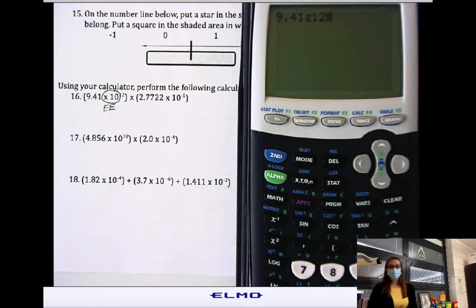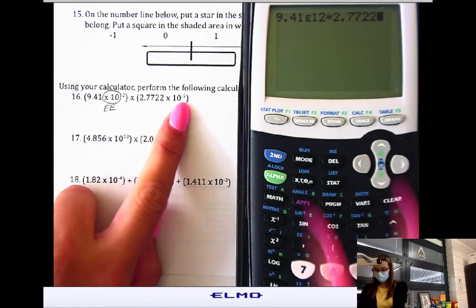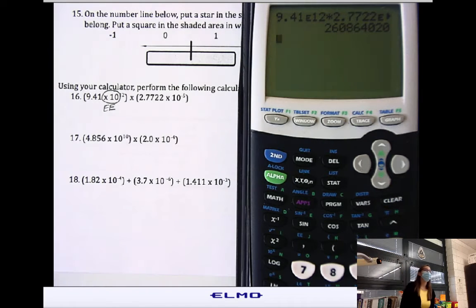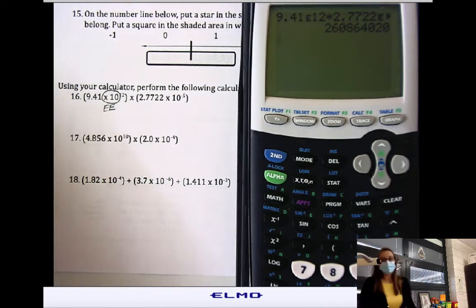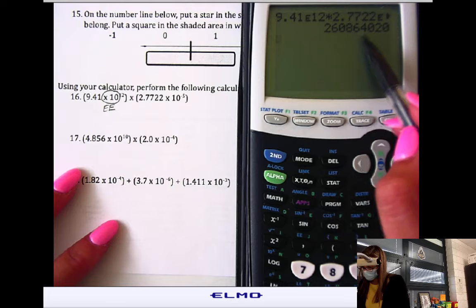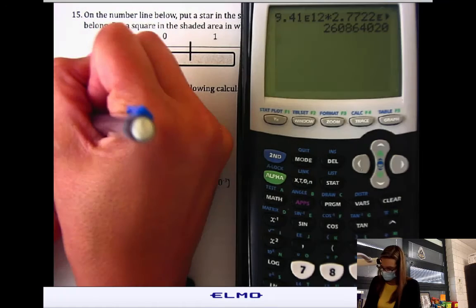So 9.41 E12, and then I'm multiplying by 2.7722 second E negative 5. And then you can just hit enter. Now, that's a big number, so we need to put that in scientific notation. If you use one of my calculators, it might automatically put it in scientific notation for you. So here's practice with scientific notation. 1, 2, 3, 4, 5, 6, 7, 8. I need to move the decimal over 8 times.